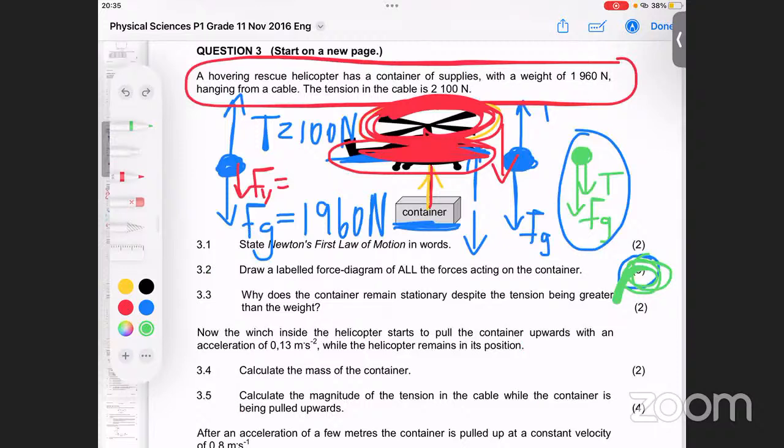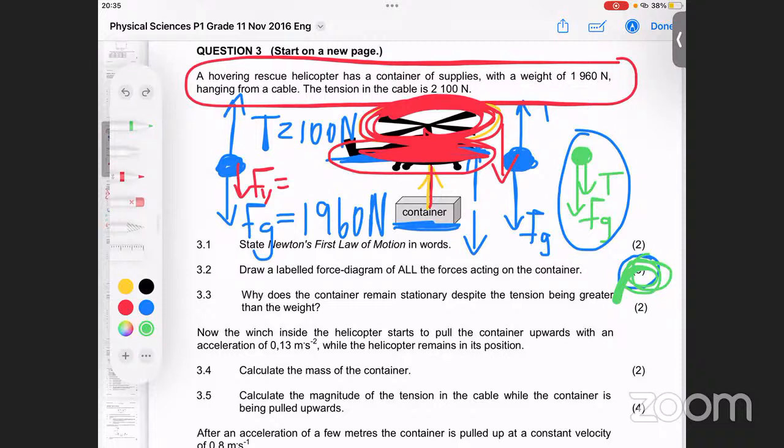So basically, it's like a balancing force. Yes. How do we know there's a balancing force, Moana? Because when you add and when you subtract, you get the difference, which is 140. But then when you add that 140 to the FG, it balances out the weight of both the container and the helicopter.